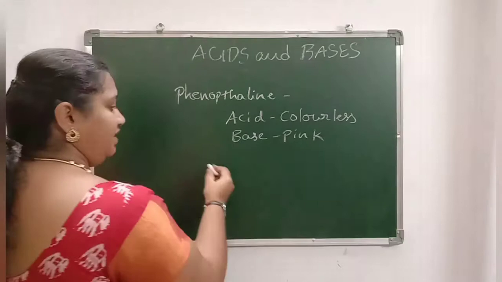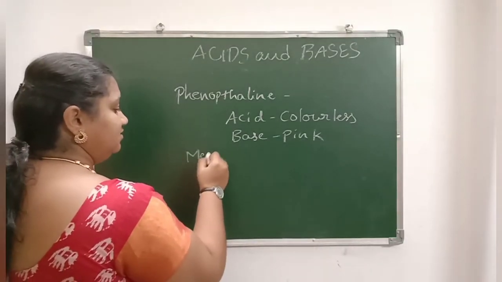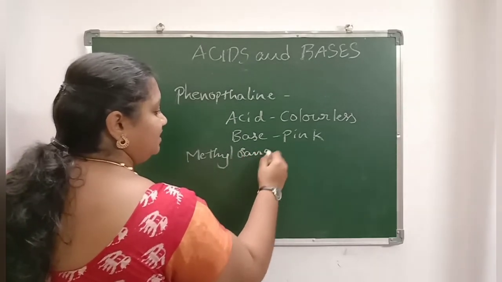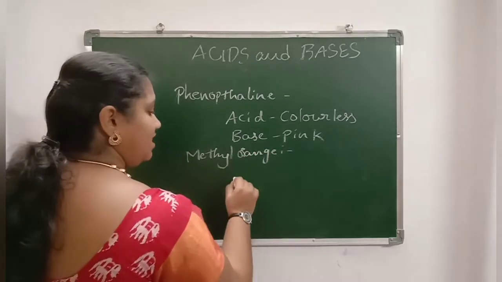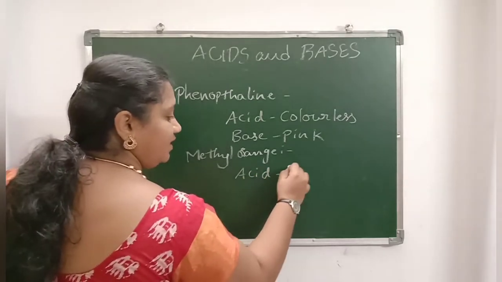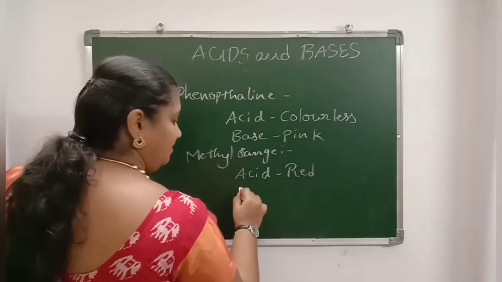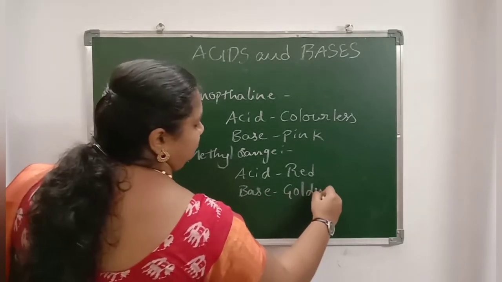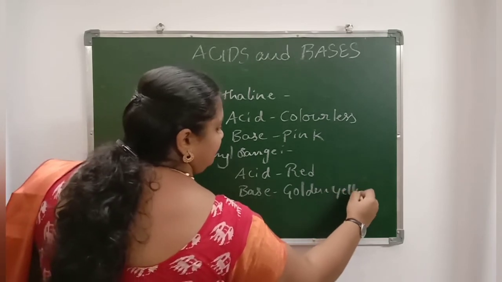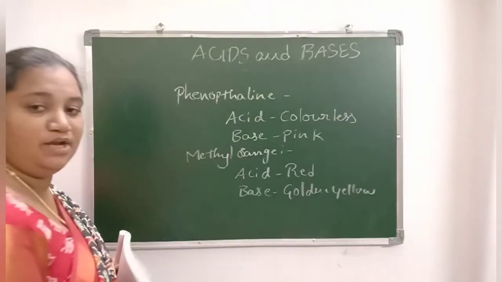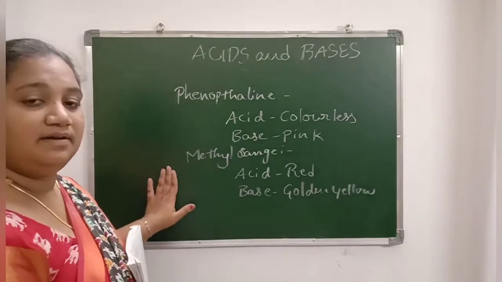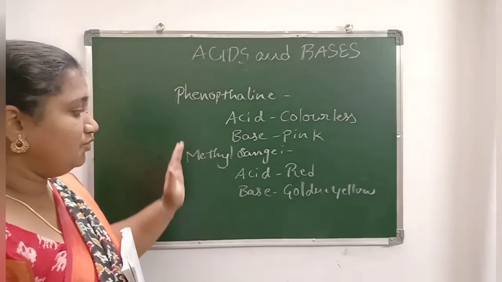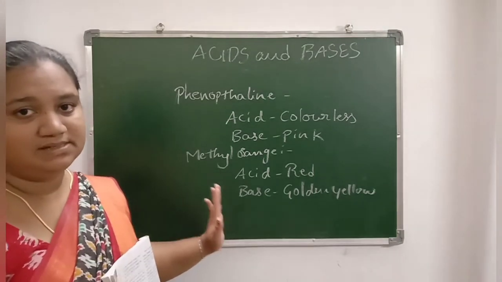Base, pink. Next, methyl orange. The second lab prepared indicator is methyl orange. Acid means red. Base means golden yellow. These are the reactions of lab prepared indicators reacting with acid and base. When neutral substances are given, they remain the same color.